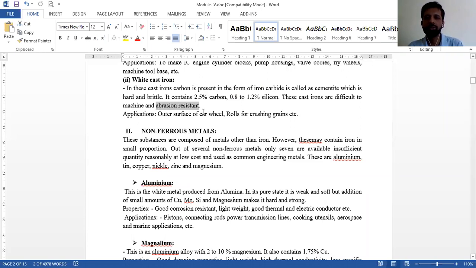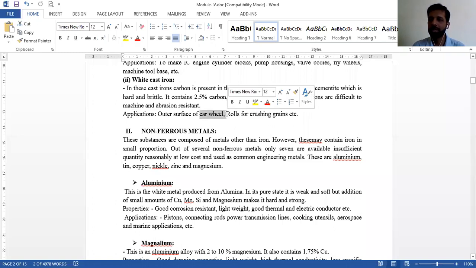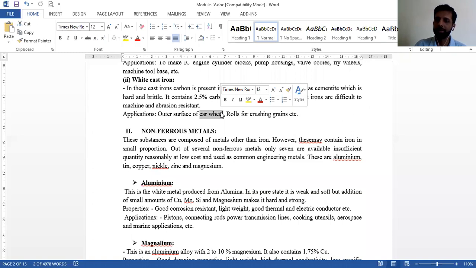So this is used for car wheels, then the crushing grains and all those things. Car wheels, nothing but nowadays we have alloy wheels. So previously, the Ambassador cars, the wheels and rims of those were made of this white cast iron. They had these properties where it has to have high strength as well as wear resistance also. So they used to use this white cast iron.